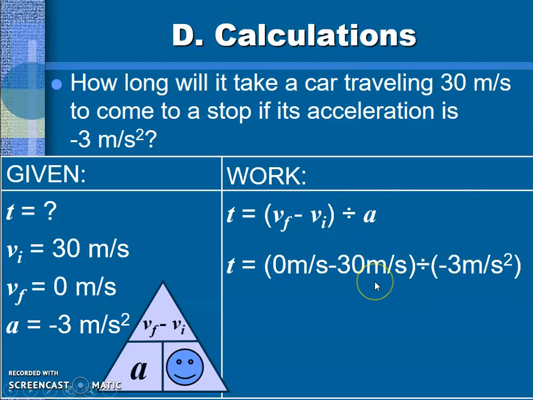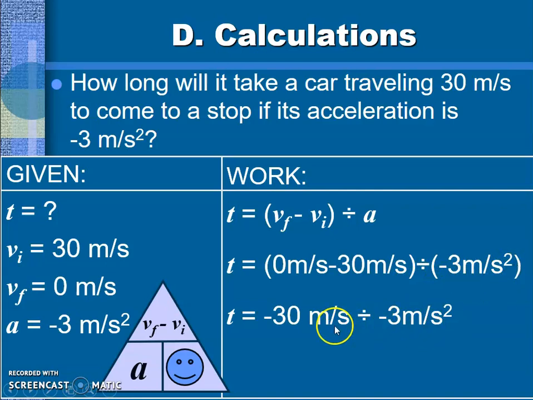Okay, and again, remember, if you plug this into your calculator, you have to put that subtraction in parentheses or it will not do it correctly for you. Okay, so if we do 0 minus 30, that gives us negative 30. And we're going to divide that by negative 3 meters per second squared.